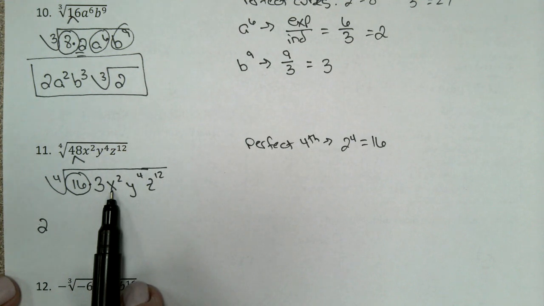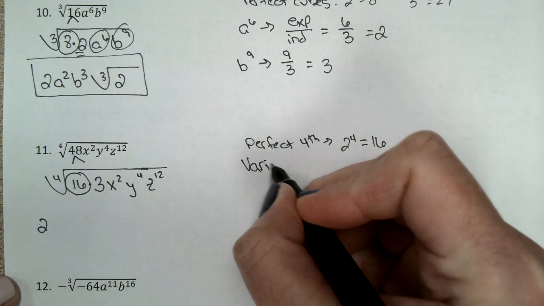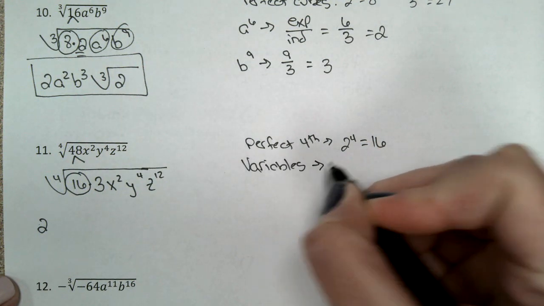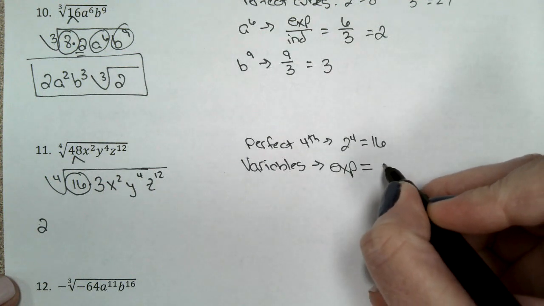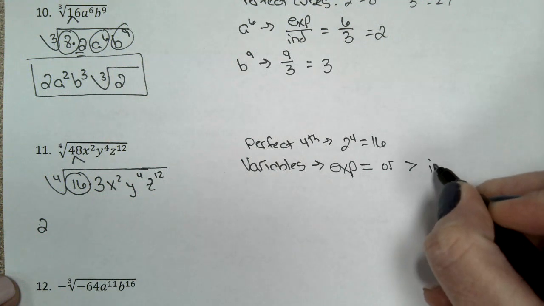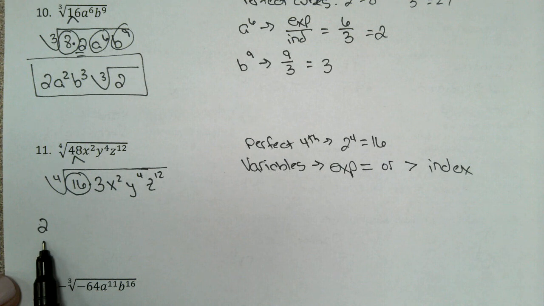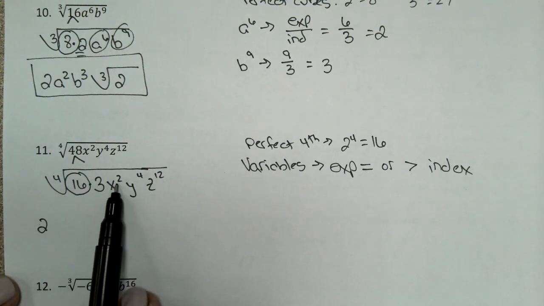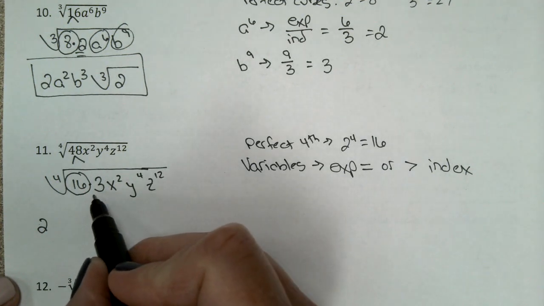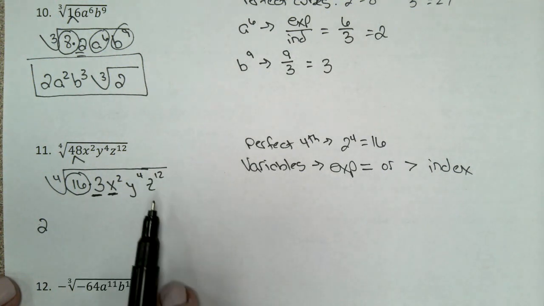I have x to the 2nd. So when it comes to variables, your exponent has to be equal to or greater than the index in order for any of the variables to come out of the radical. So my index is 4, and this exponent is too small. I can't do anything with it. So the 3 is going to stay under, and the x squared is going to stay under.